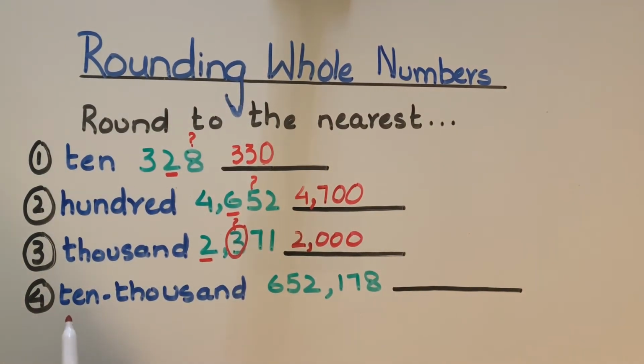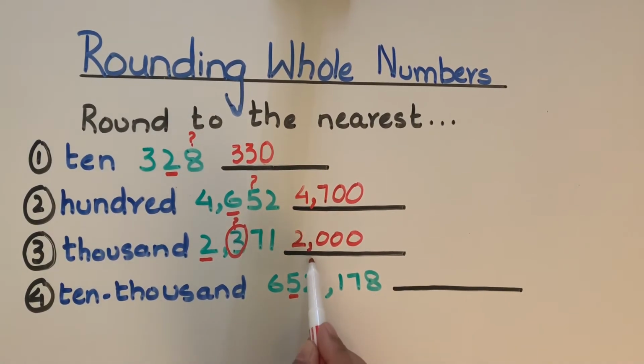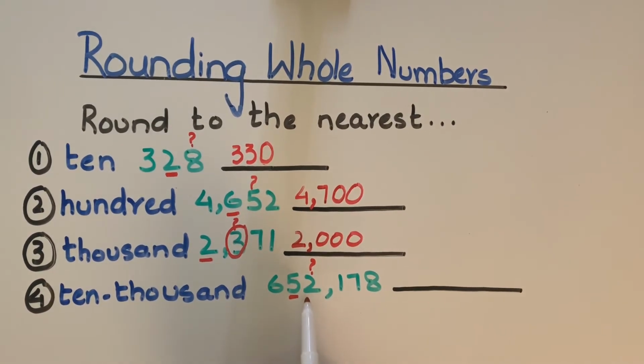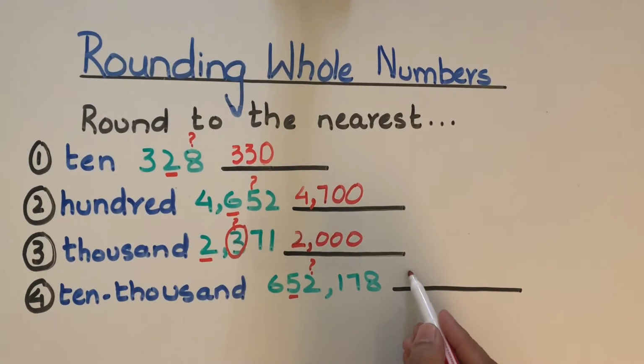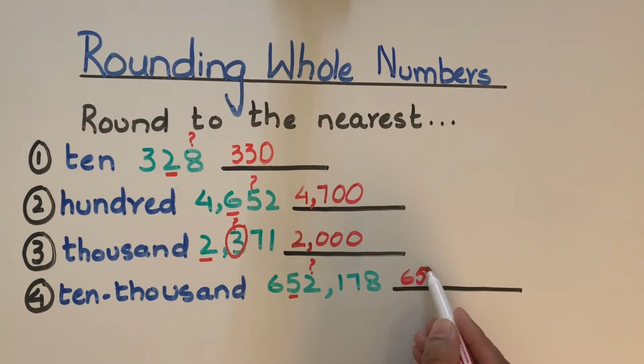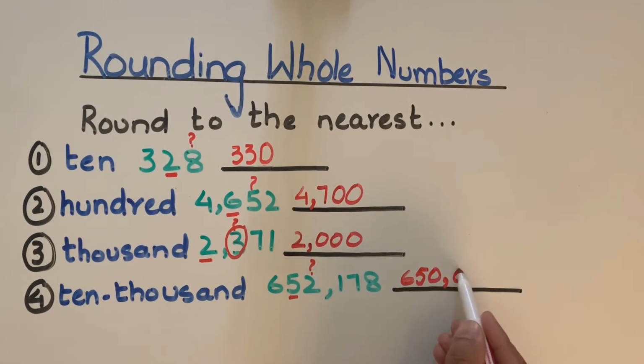Move to the next question. Here we have to round this number to the nearest 10,000. This is the 10,000 spot, and we have to check this number. Okay, so let's say that little saying together. 5 or more, raise the score. We should move forward. 4 or less, leave the mess. This number will be as it is. So 6, 5, and the rest of the digits will be zeros.